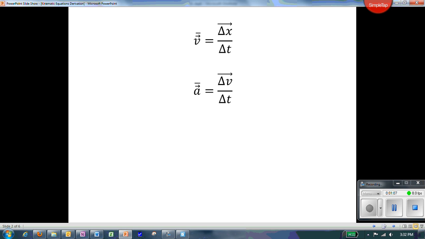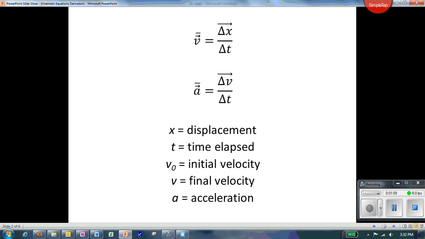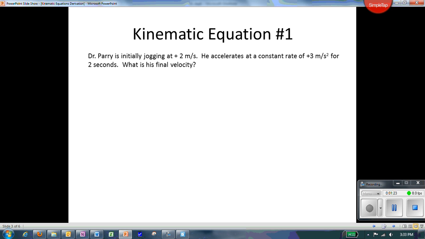With this, we have the following important variables. x equals our displacement, t equals the time elapsed, v naught equals initial velocity, v equals final velocity, and a equals acceleration. So let's begin with the first kinematic equation.